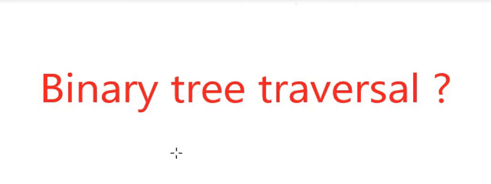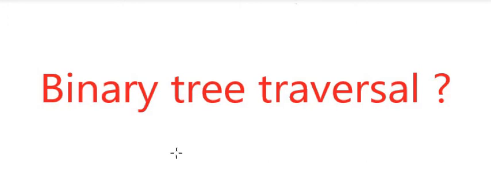Now what is a binary tree? Basically, a binary tree is a non-linear data structure with a maximum of 2 children for each parent and having a finite number of nodes. Now what is traversal of a binary tree? The process of visiting each node in a tree data structure exactly once is called tree traversal.